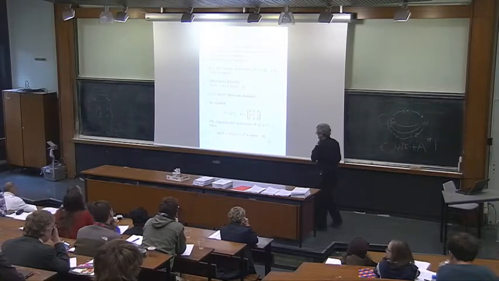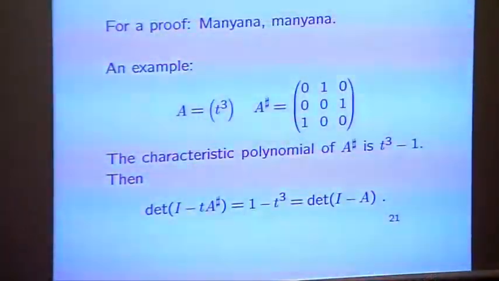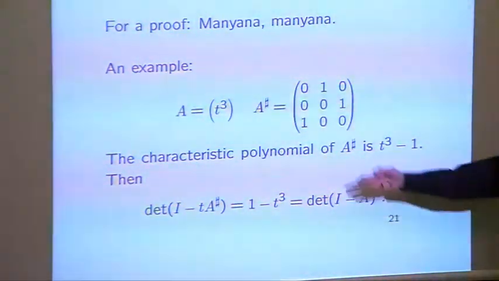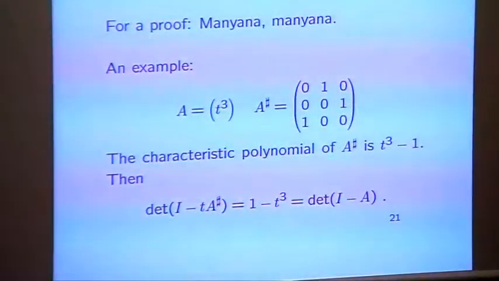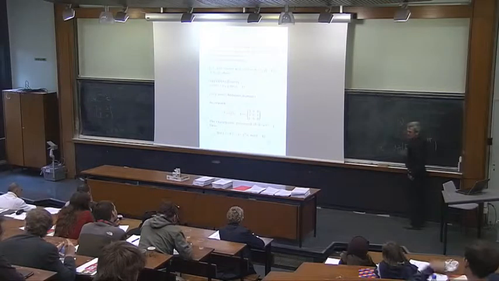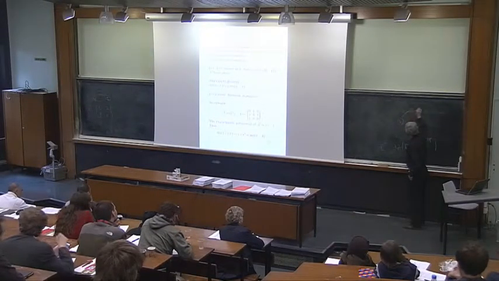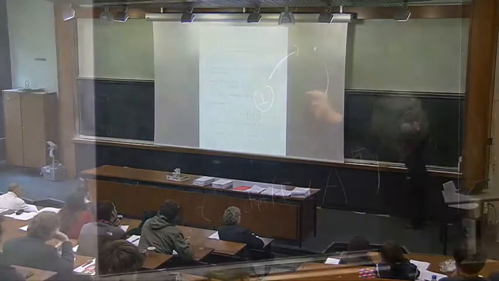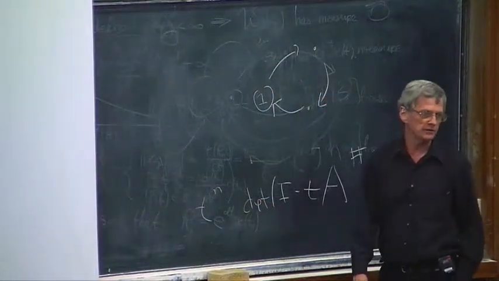Let's look at an example. Suppose we have, I'm really into 1 by 1 matrices today. Suppose that A is the 1 by 1 matrix T cubed. Okay, well, I think we can see how to draw the graph for T cubed. We start with one vertex, right? And then we draw a path of length 3 from that vertex to itself.